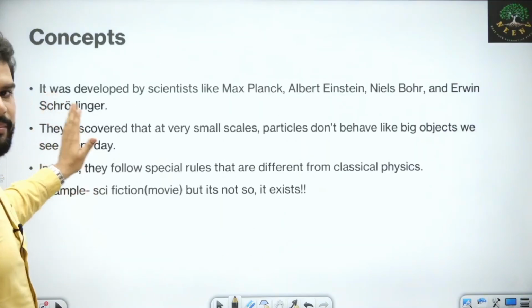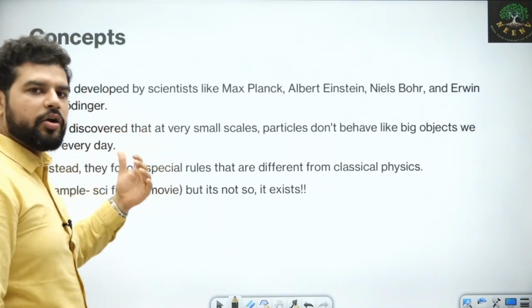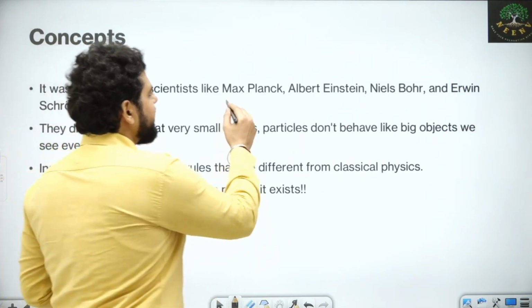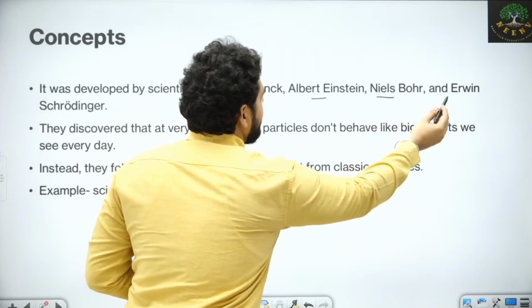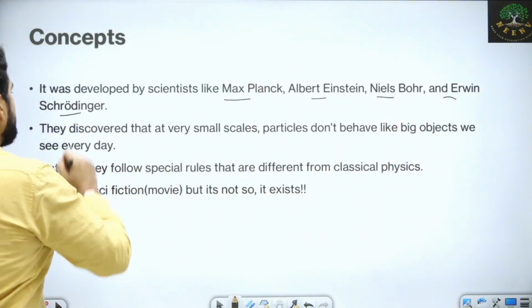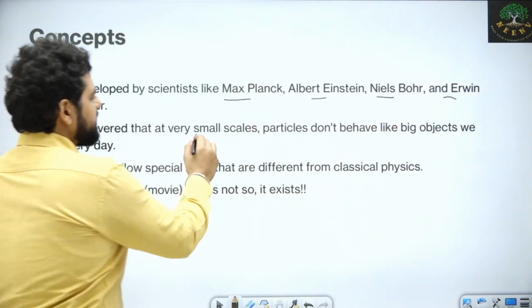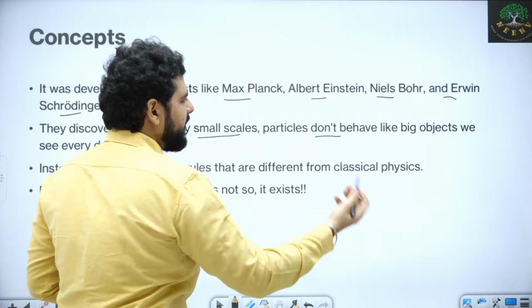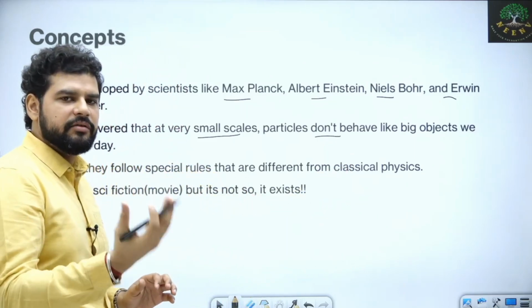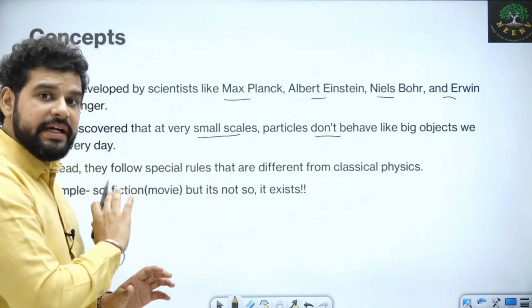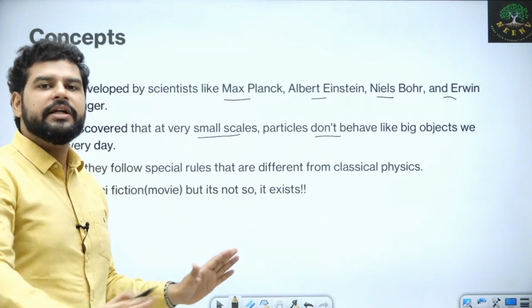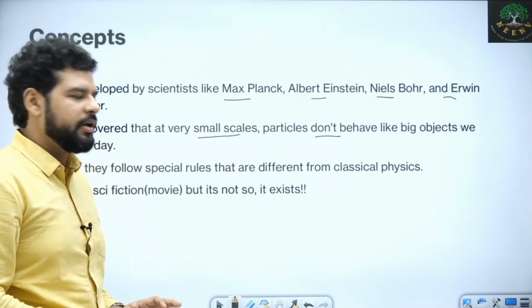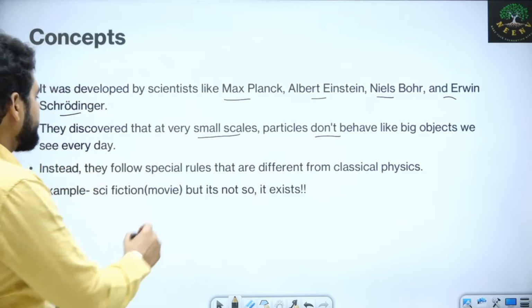Quantum mechanics was developed by a lot of scientists like Max Planck, Albert Einstein, Niels Bohr, Erwin Schrödinger. They discovered that at very small scales, at atomic scales, particles don't behave like big objects as we see in the world. They have very different rules. They are just totally different rules in the quantum world. So they have their own special rules.